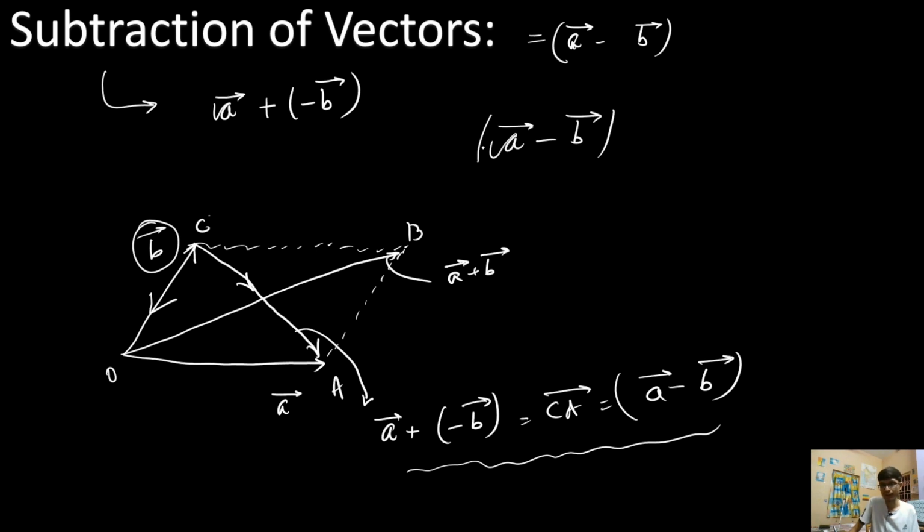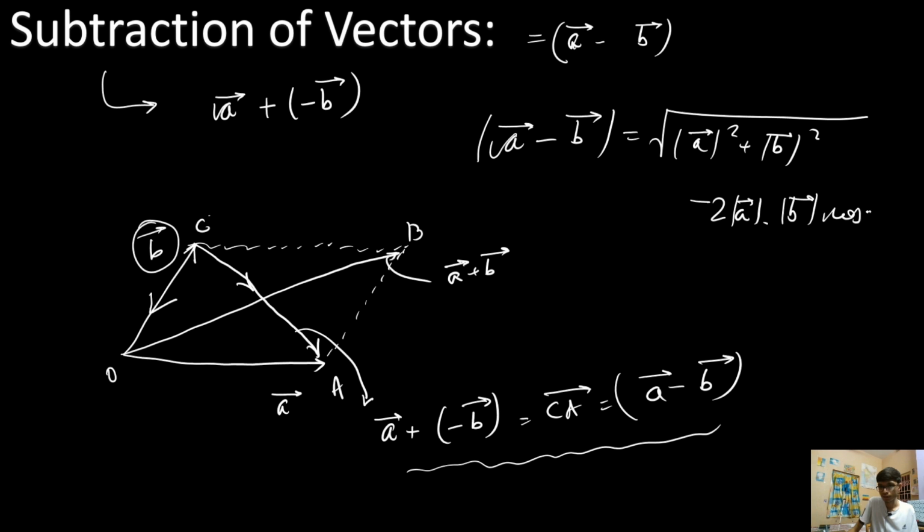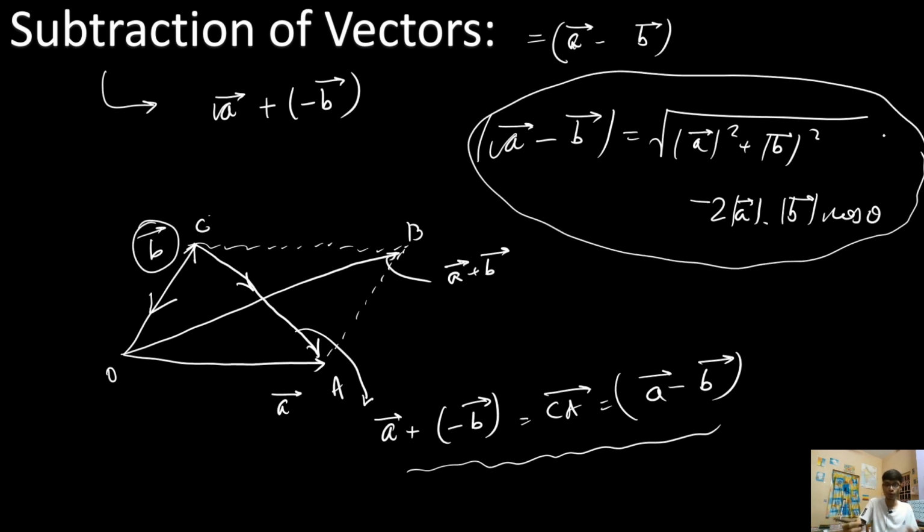So the modulus of A vector minus B vector can be represented as modulus of A vector whole square plus modulus of B vector whole square minus 2 times modulus of A vector times modulus of B vector times cos theta. I hope this particular result will come very handy in calculation. We already saw a question regarding that particular situation.